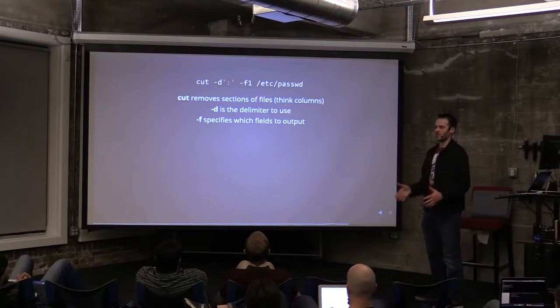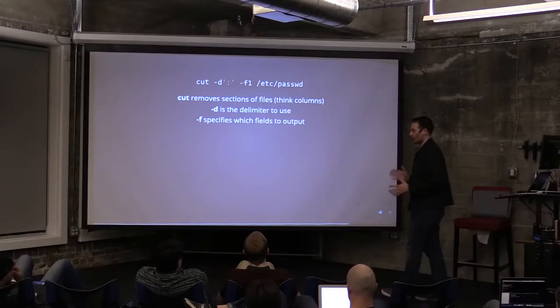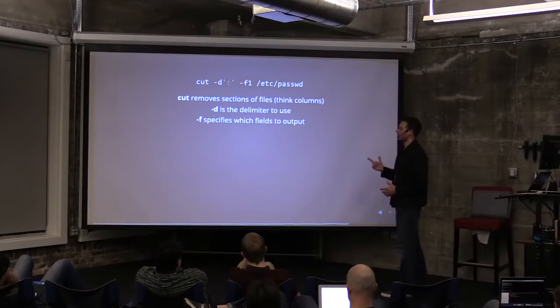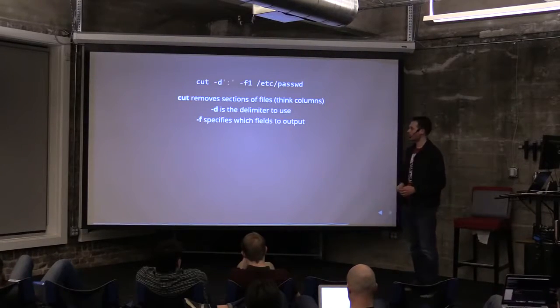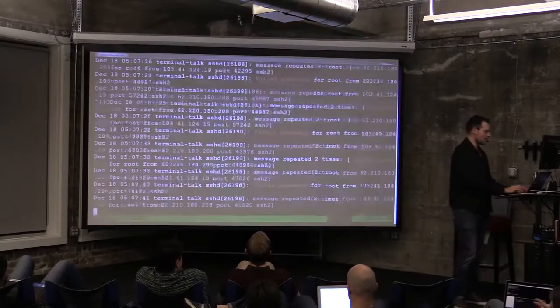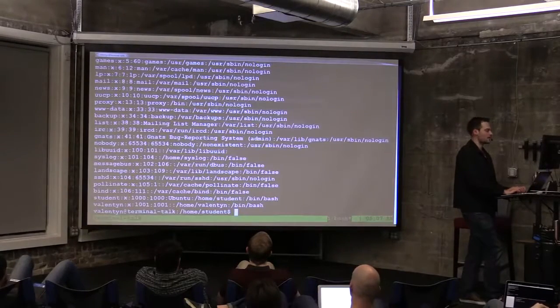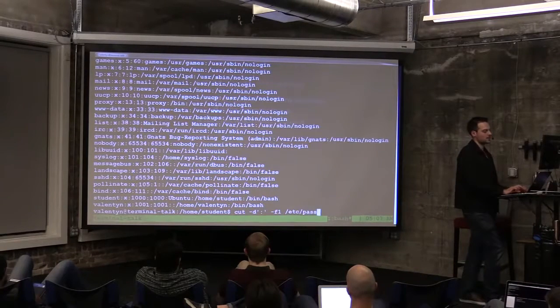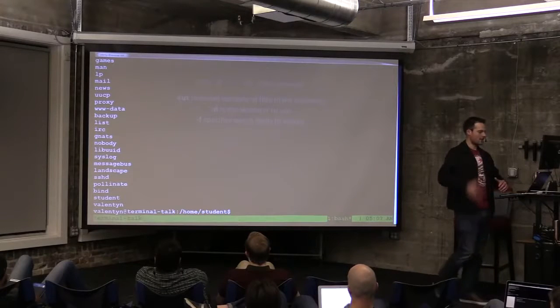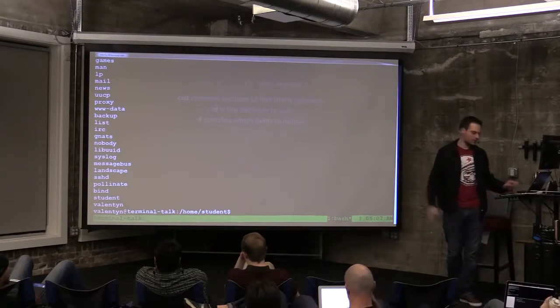Cut basically removes sections of a file or sections of files that are separated by some delimiter. In this case, the delimiter that we're using is colon, that's the -d, and the -f specifies which fields to output. So we have this file called /etc/passwd, and that contains all the usernames in the system. If I do cut -d: -f1 on /etc/passwd, it'll remove everything after the first column, and basically this will just show you all the usernames on the system.